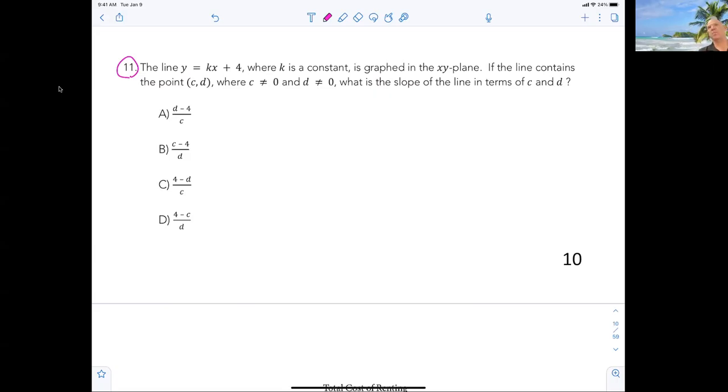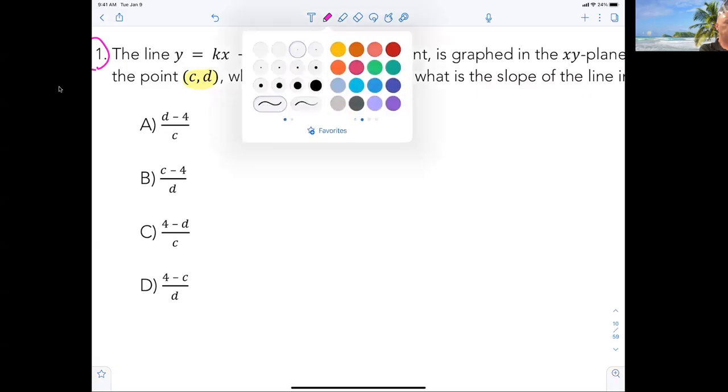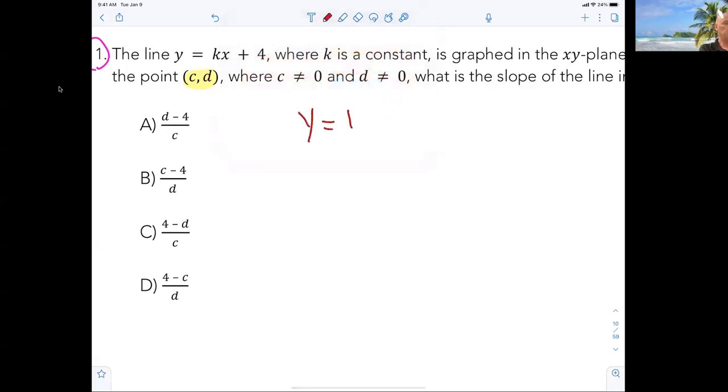Okay. Now, why this problem is really important is because I want to teach kids generally when they give you a point, C, D is a point. That means you have to do what? Plug it in. That's what that means. All right. So my equation again is Y equals KX plus 4. D equals K times C plus 4. Is everybody good with that? I just plugged it in.